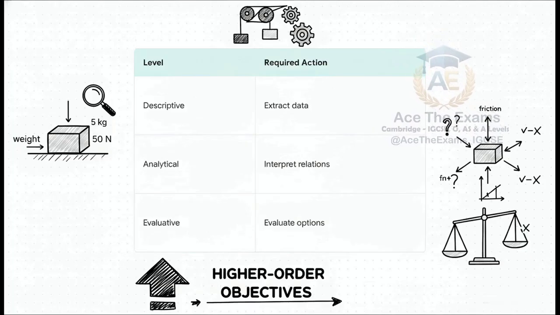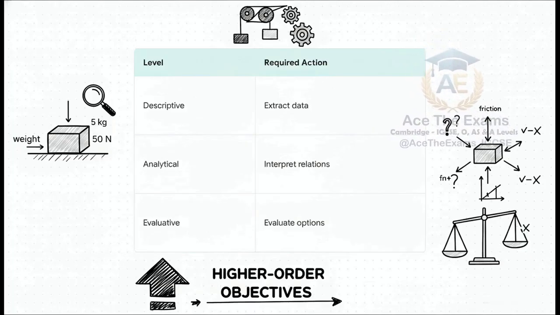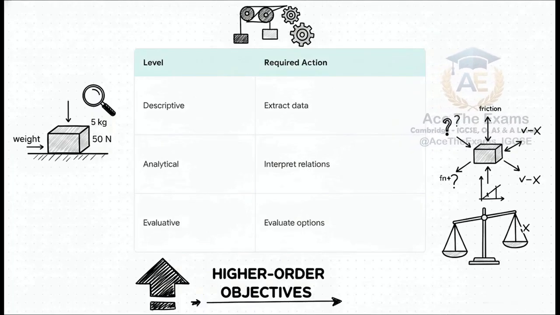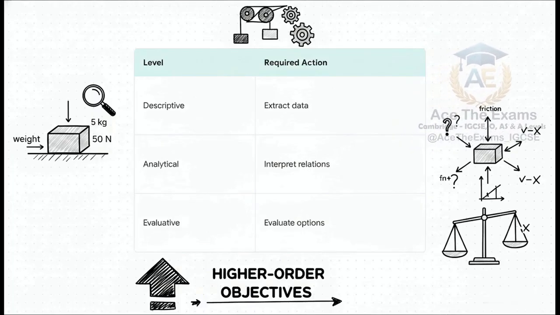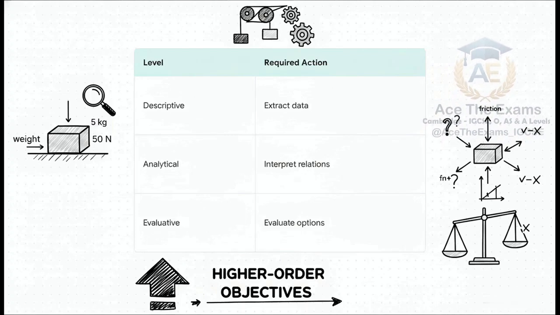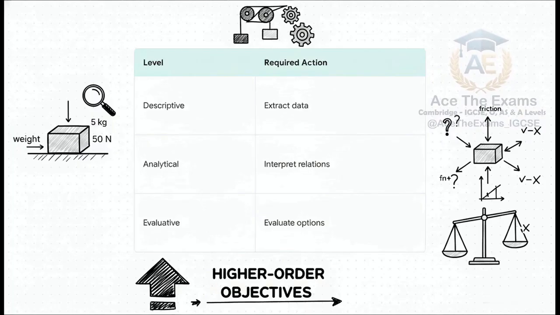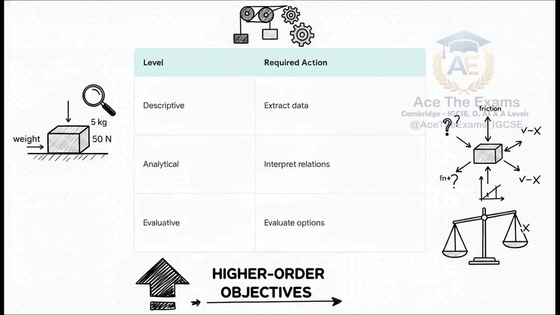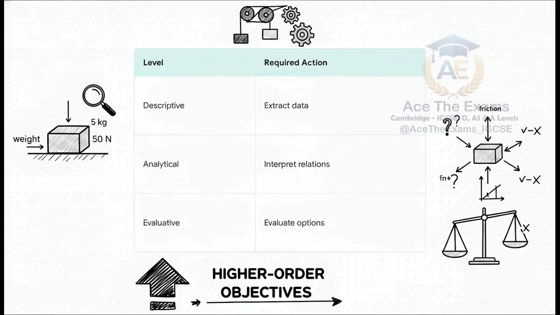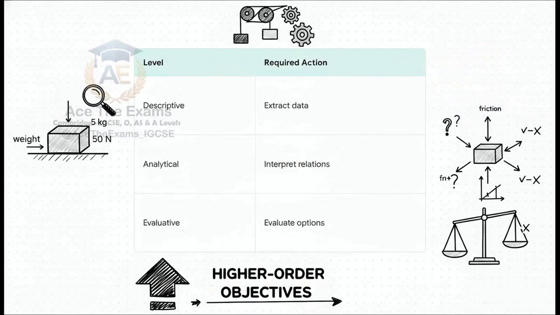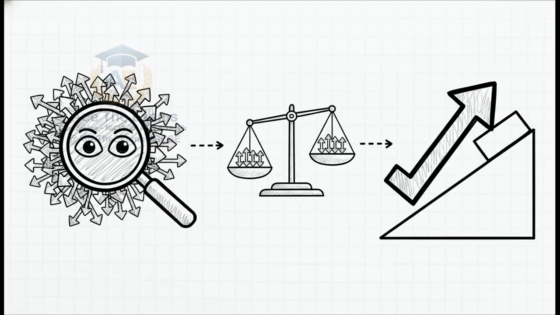At the most basic descriptive level, you're really just extracting data, like seeing a 5-kilogram mass in the text and writing down 50 newtons. Simple enough, right? But to reach the analytical level, you have to interpret relationships. You need to show exactly how normal reaction relates to the friction coefficient, for example. And then up at the highest evaluative level, you are actually justifying why a certain mathematical model is even appropriate in the first place. This means your data interpretation skills really need to be incredibly robust.